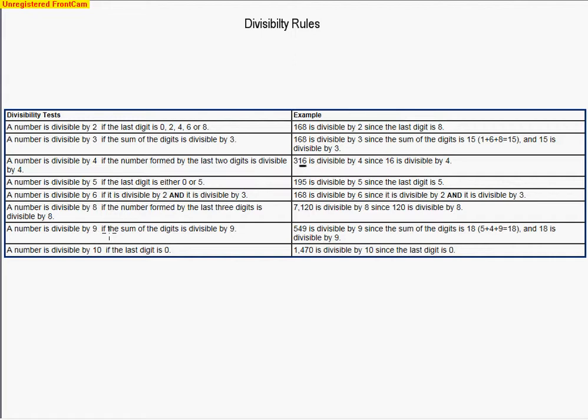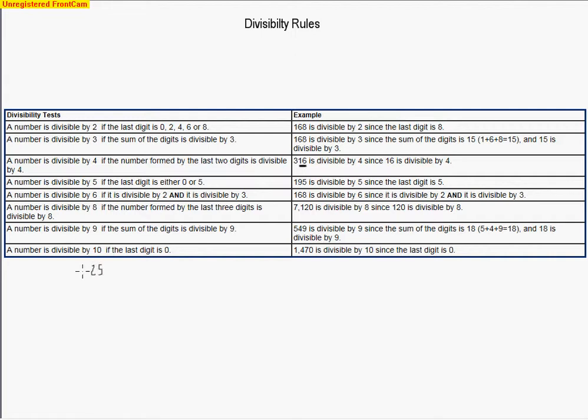And 9 is similar to 3 in that you're adding the digits. Look at 549, it is divisible by 9 because if you add the digits 5, 4, 9, they make 18, and 9 goes into 18. And the last one they list here is 10, and it has to end in a 0. However, I'm going to add one more. I'm going to say 25.